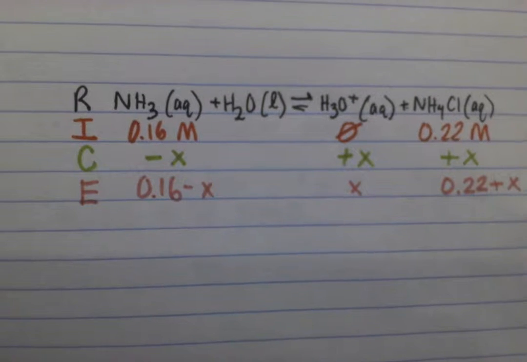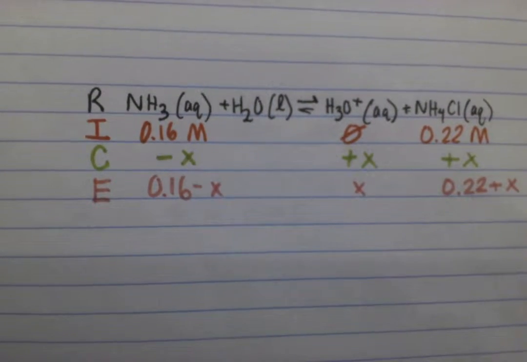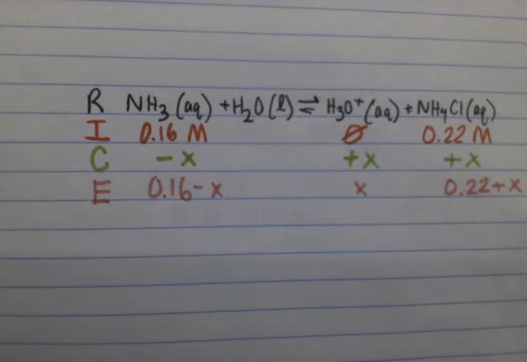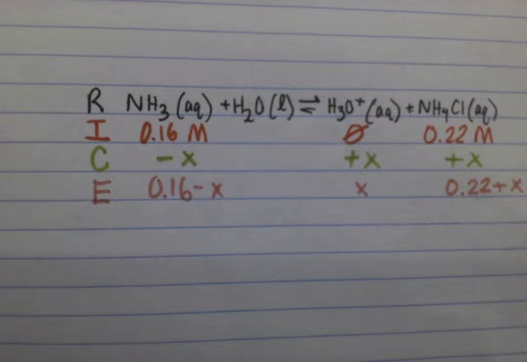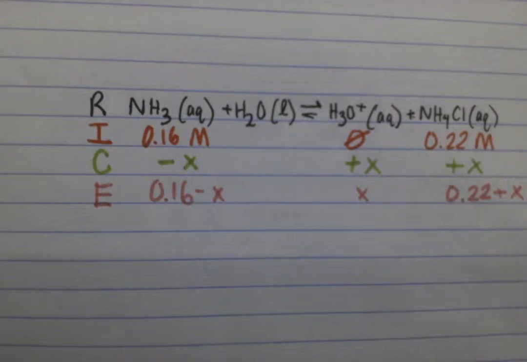R stands for reaction, which is NH3 plus H2O, which yields H3O plus and NH4Cl. The buffer is a weak base, which is NH3, or ammonia, and its conjugate acid is NH4Cl, which is ammonium chloride, with Cl being the common ion.